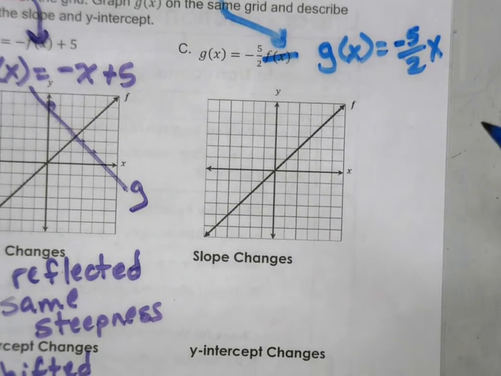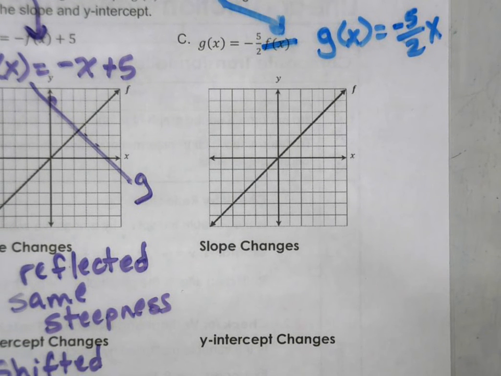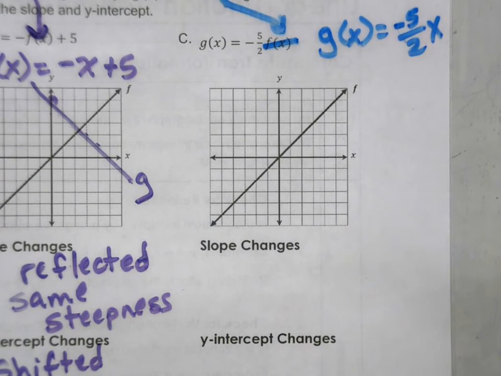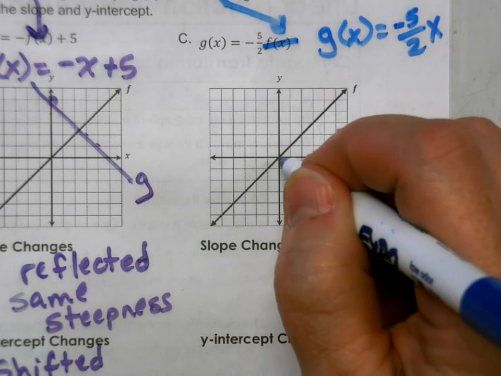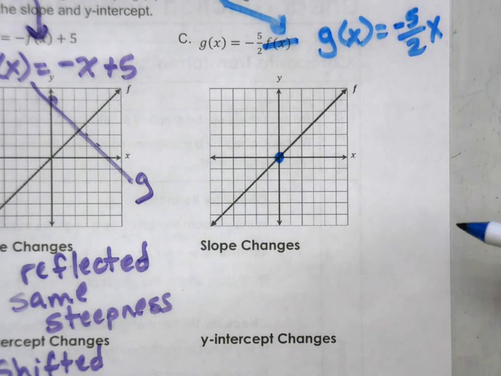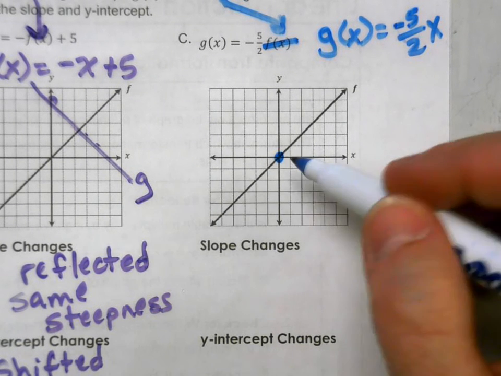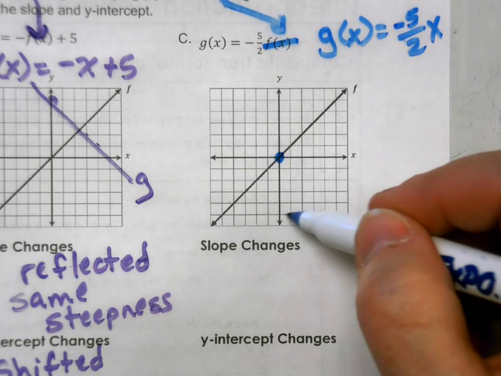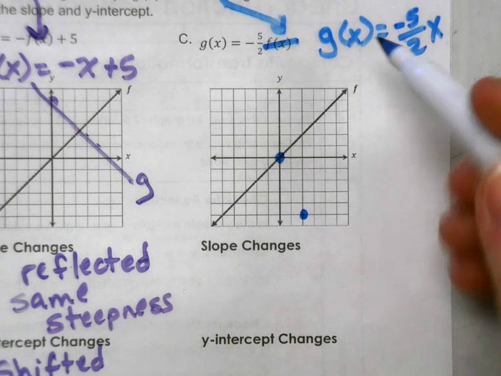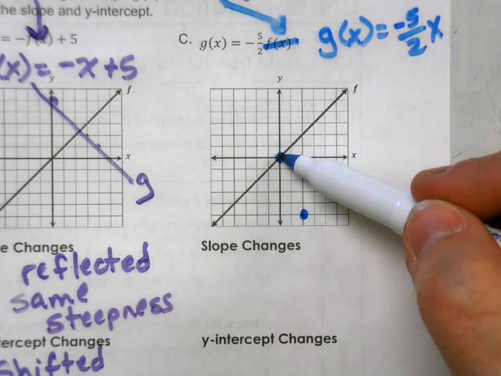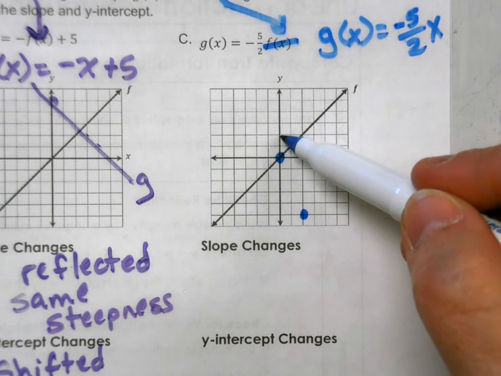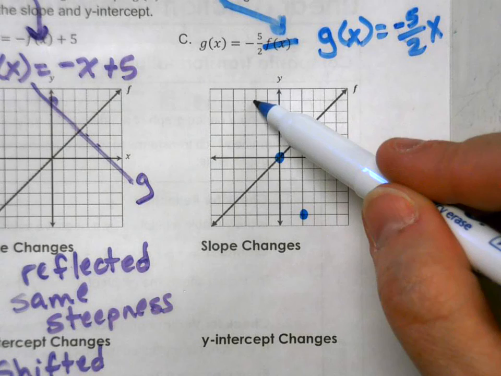How am I going to graph this? What's my y-intercept? 0. And then what's my slope? Negative 5/2. So down 5/2. And if I need another dot, go back to the origin and go up 5, backwards 2.